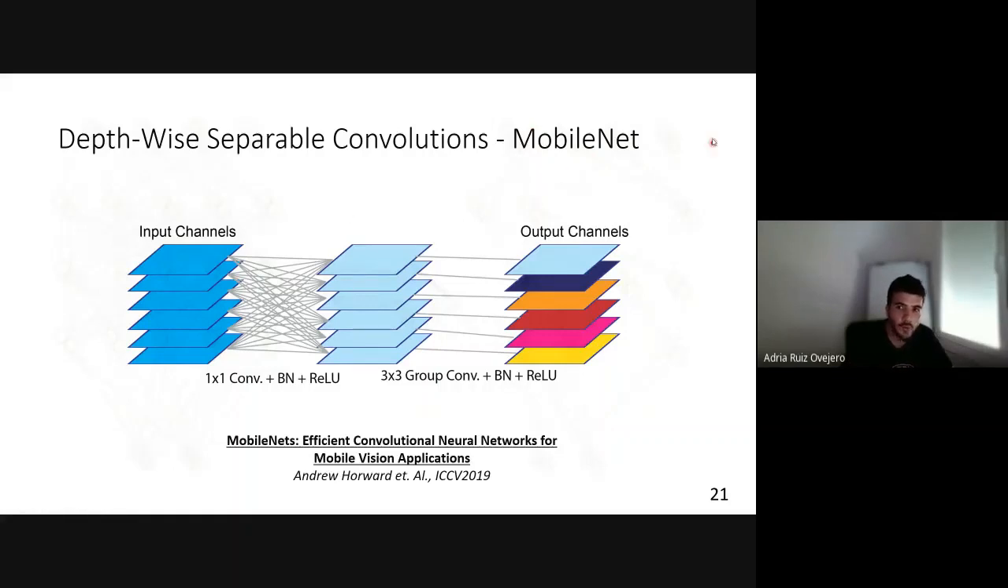At the core of these networks is the concept of depth-wise separable convolutions, which is the idea that instead of using a 3x3 convolution, we are going to do a composition. We replace the 3x3 convolution by a composition of a 1x1 convolution, which is very efficient, about 9 times more efficient than 3x3, and then we apply a 3x3 group convolution with groups equal to the input channels. These operations concatenated are much more efficient than a standard 3x3 convolution in terms of parameters and in terms of FLOPs.